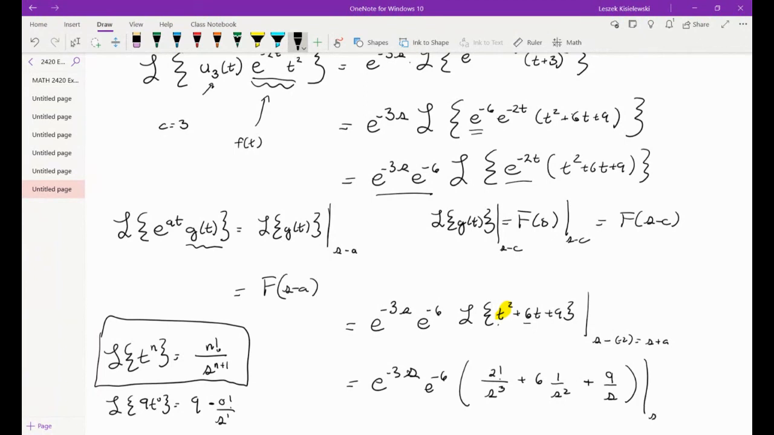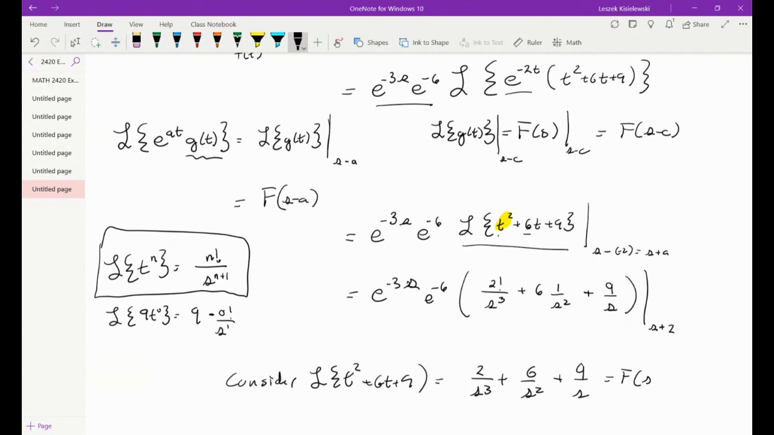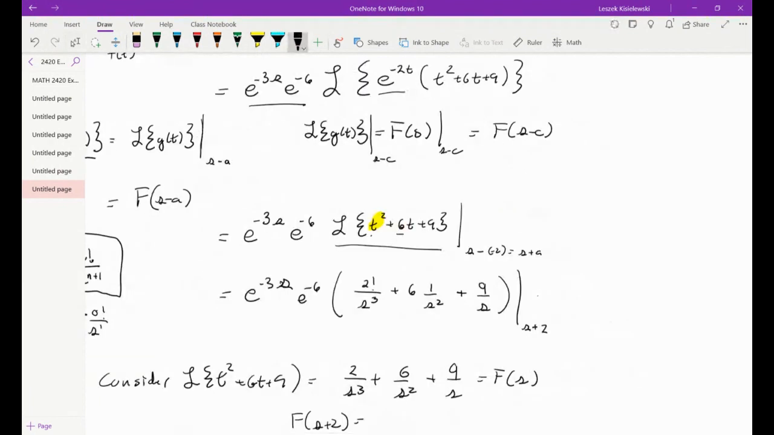Okay. However, this is bad notation, right? Because I have to evaluate this at s minus a, being -2. So maybe I can suggest instead, if you're comfortable with this, that's great, but maybe you can say on the side, consider this Laplace transform, right? You get your answer. That's f of s. But we want to evaluate that at not s, but s plus 2, in this case, right? So that just means replace all instances of s with s plus 2.